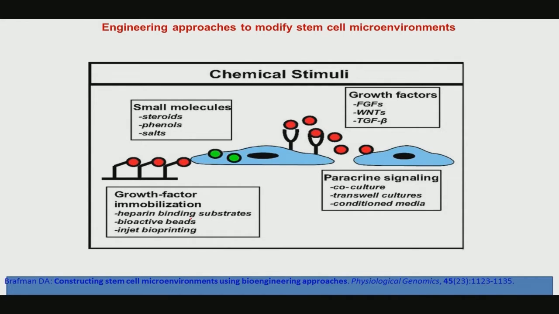Now, if you remember the different types of signaling mechanisms I have mentioned before, you have autocrine, paracrine, and endocrine signaling. Paracrine essentially means signaling between two different cell types, and the fourth one is growth factor immobilization.